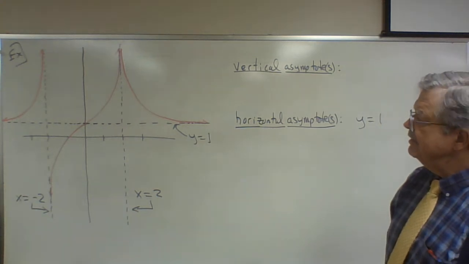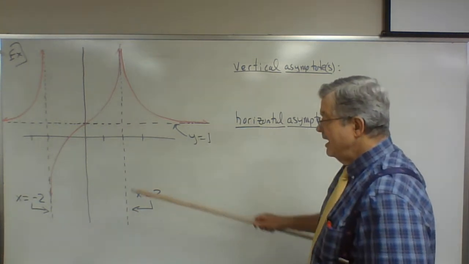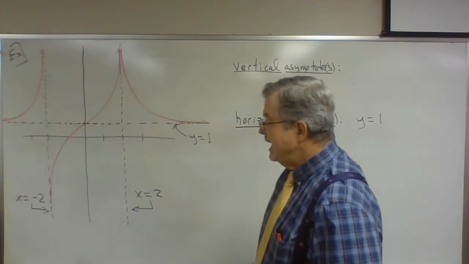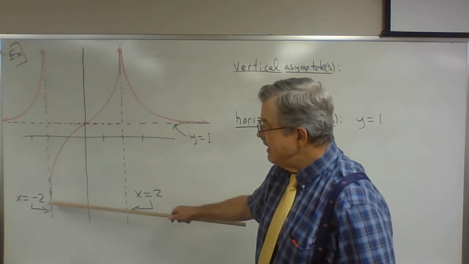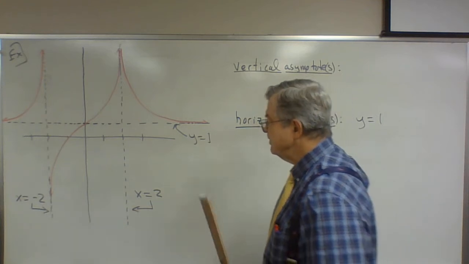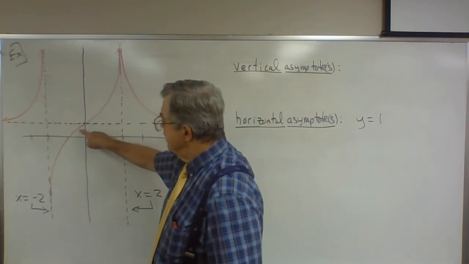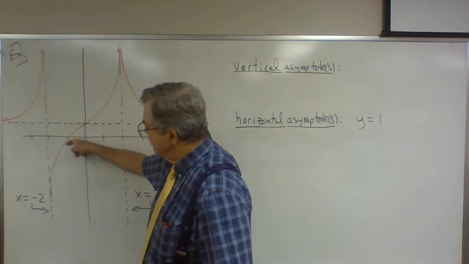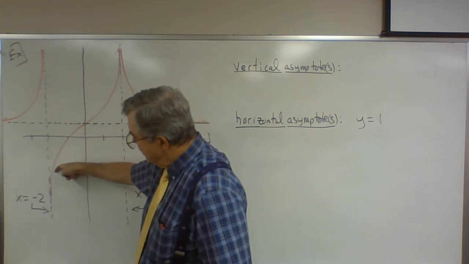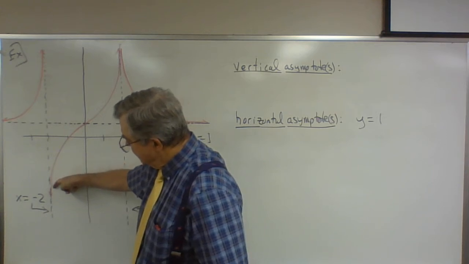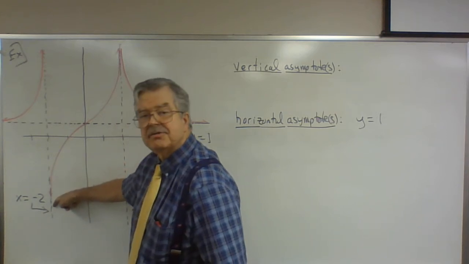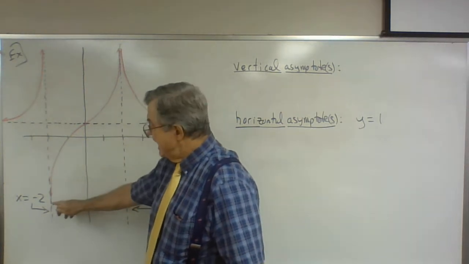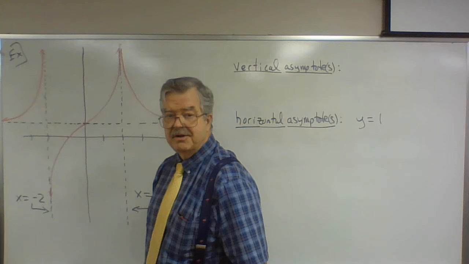And what about vertical asymptotes? x equal 2, that looks like a good candidate. And x equal negative 2, that looks like a good candidate. For example, if we start at a point on the graph right around here and move along the graph in this direction, the graph gets closer and closer and closer to the line x equal negative 2. So the line x equal negative 2 is a vertical asymptote.